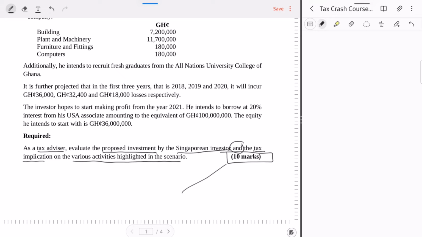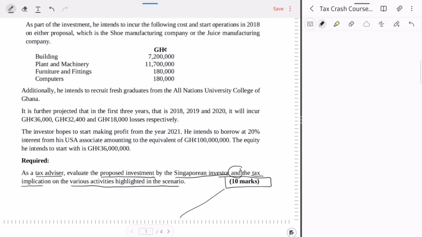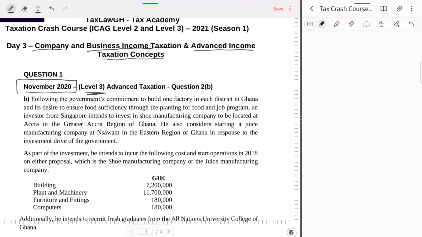So separate your answers clearly. Make it clear that you are talking about a particular thing at a particular time. And in that way, you give yourself the best possible chance of passing that particular question. So here, we know we have 10 marks. We know we have quite a number of things to do in this regard. So let's start reading the question and picking out the key areas.